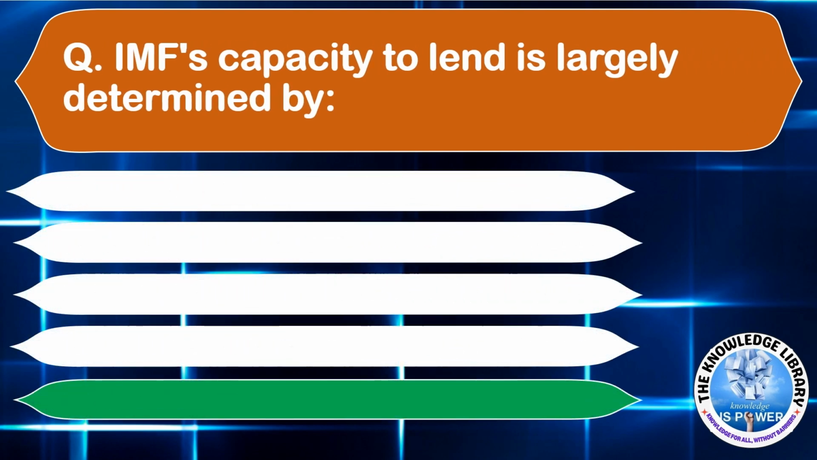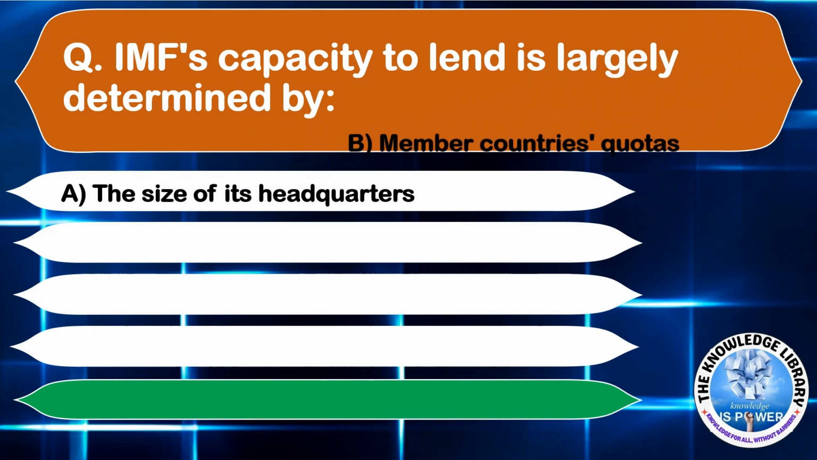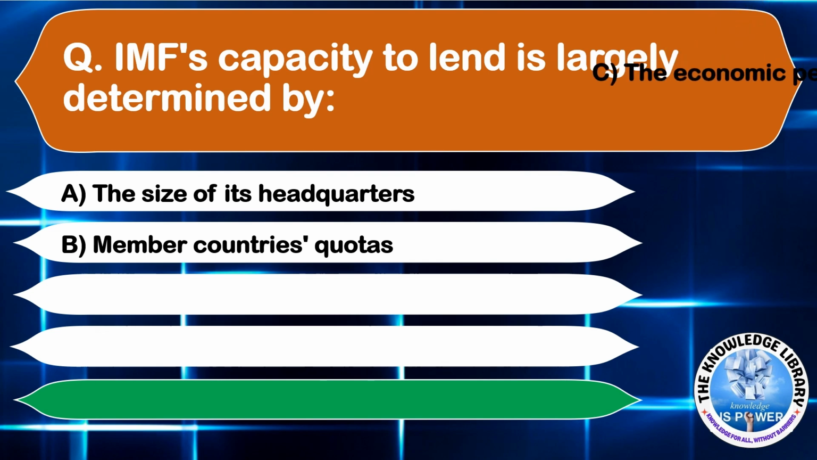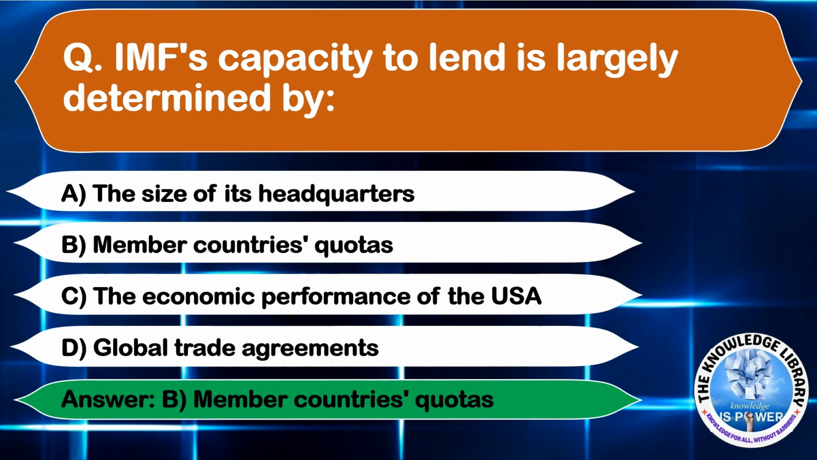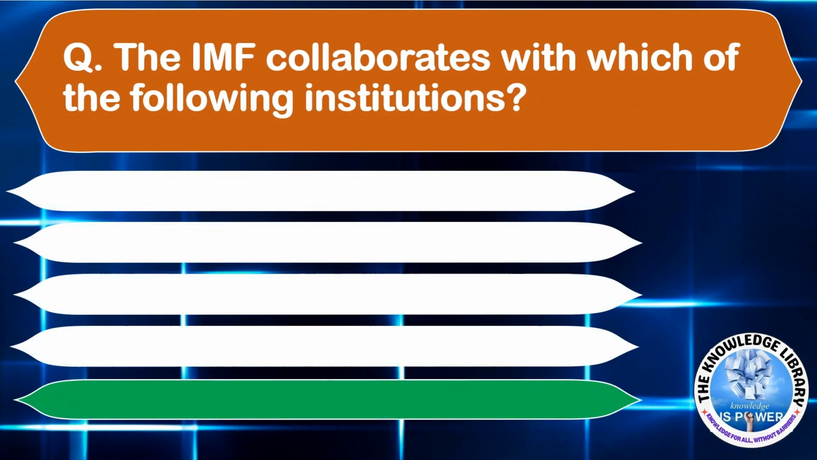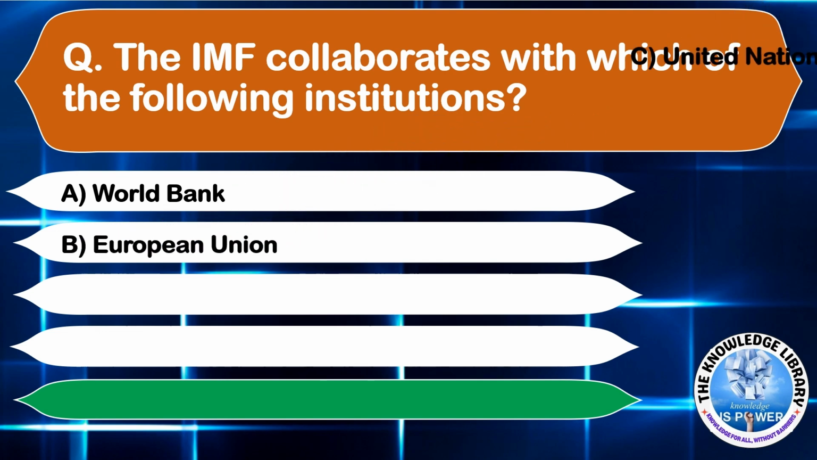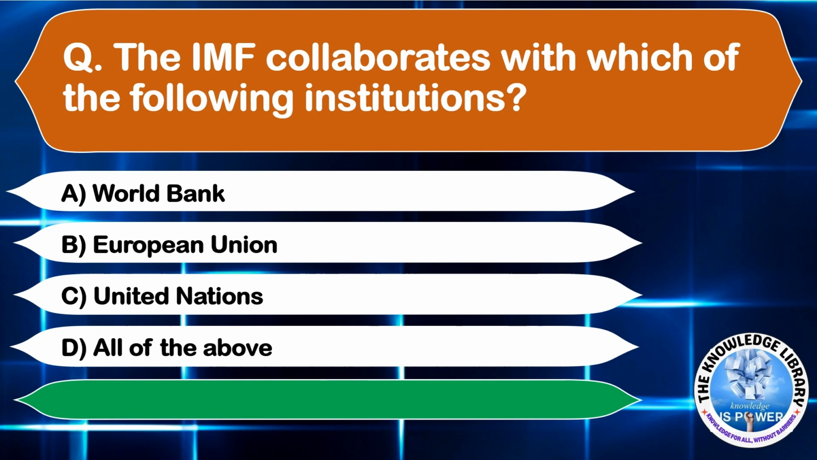Next question is, the IMF's capacity to lend is largely determined by option A, the size of its headquarters. Option B, member countries' quotas. Option C, the economic performance of the USA. Option D, global trade agreements. Answer is option B, member countries' quotas. Next question is, the IMF collaborates with which of the following institutions? Option A, World Bank. Option B, European Union. Option C, United Nations. Option D, all of the above. Answer is option D, all of the above.